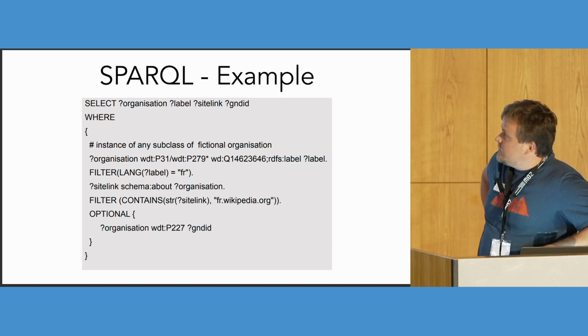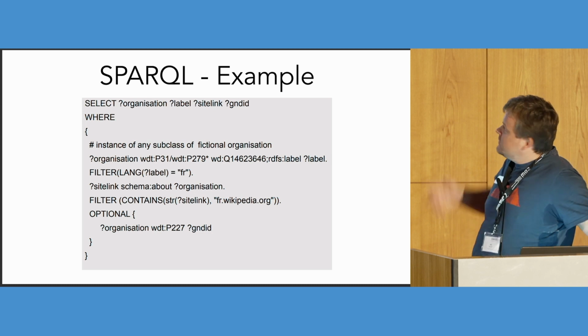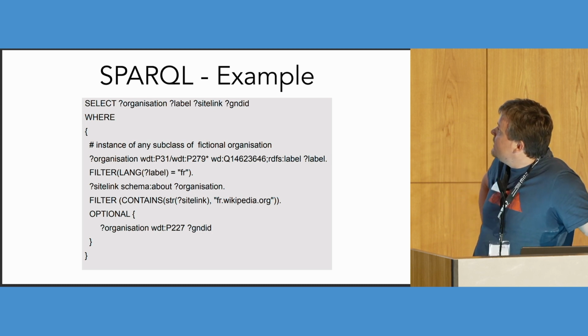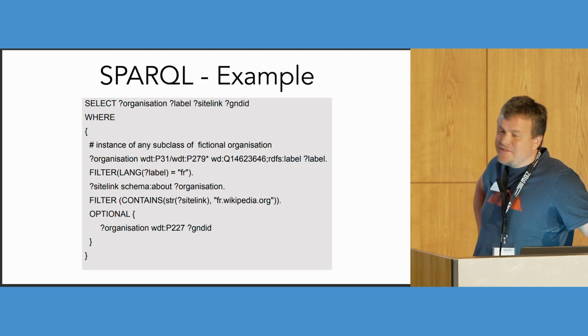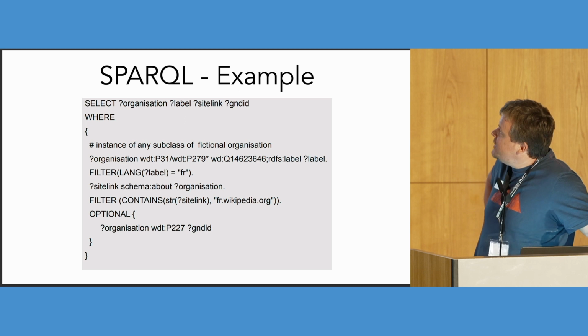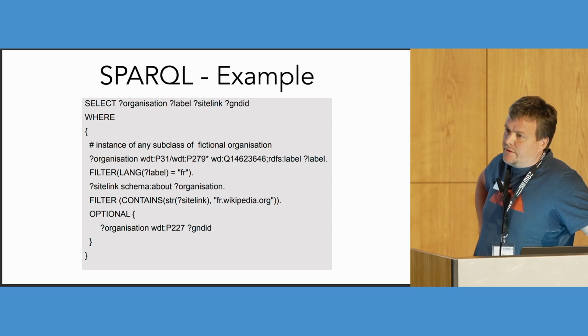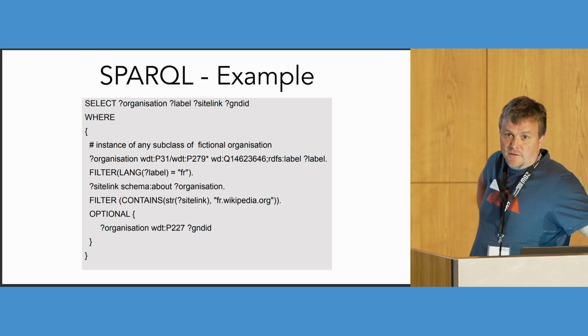So this is a typical SPARQL query we use on Wikidata in order to find the list of all entities. So this looks for any subclass of fictional organization. We extract only entities, in this case, that have a corresponding French Wikipedia page. Additionally, if available, we also extract the corresponding GND ID, which is the ID in the Gemeinsame Normdatei, the entity authority used by many German libraries.